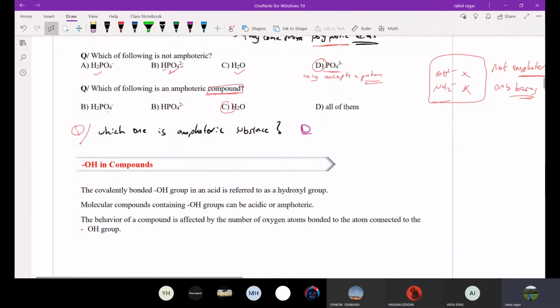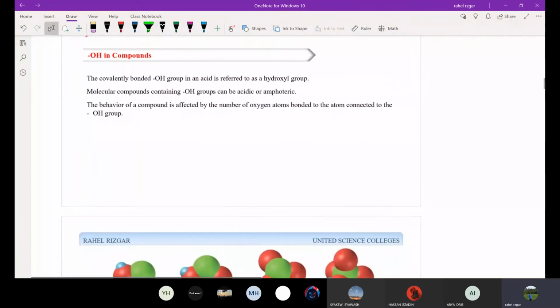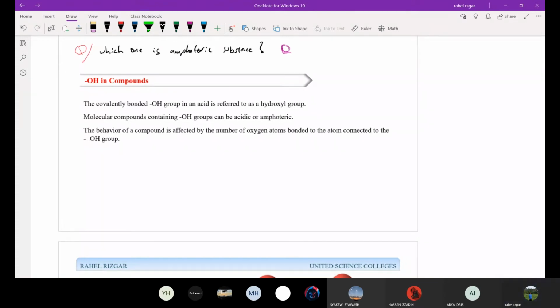Let's go to the next subject. OH in compounds. What does it mean, OH in compounds? You know, with OH, this OH here is hydroxide, which is OH negative. This one becomes a base. We know that. It's a base.